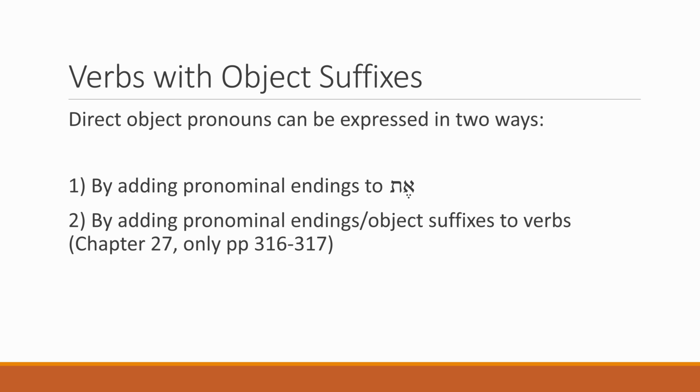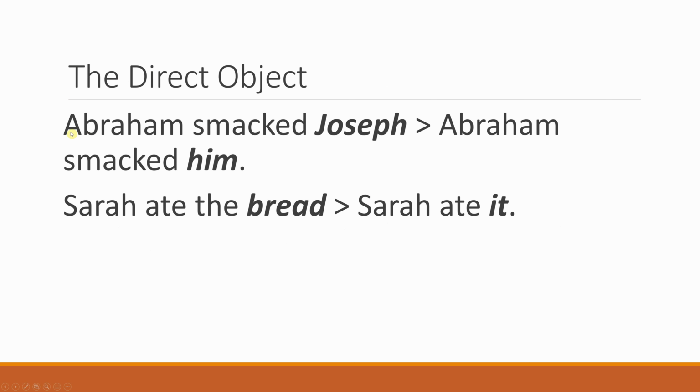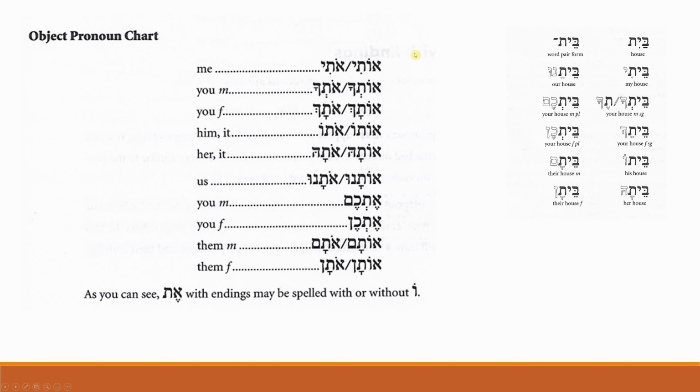So just a reminder, this is kind of a grammar 101 reminder. What is the direct object? Abraham smacked Joseph, and Abraham smacked him. So Abraham smacked Joseph. Joseph is the direct object here. Now, if we want to swap that out with a pronoun, we would say Abraham smacked him. In both cases, you're dealing with a direct object. Sarah ate the bread. Sarah ate it. The direct object is either bread or it. Both represent the direct object, but that's what we're trying to do now in Hebrew.